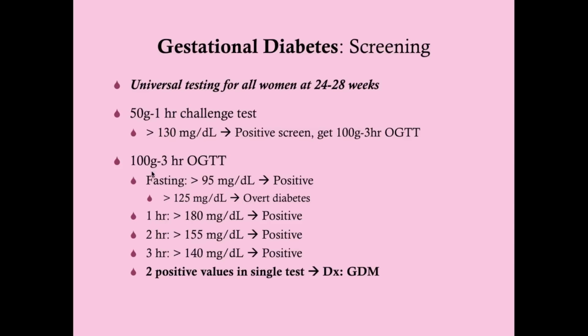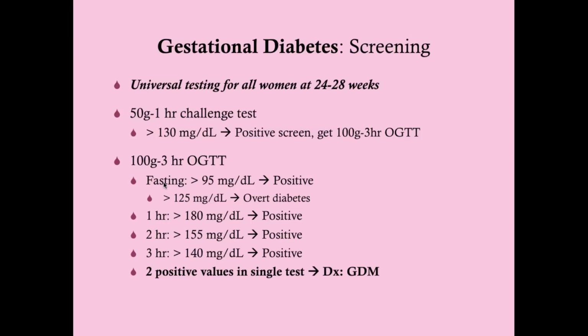Now you give her the oral glucose, and after 1 hour, you measure her glucose again. If it's over 180 at 1 hour, that is considered a positive result. You measure it again at 2 hours, regardless of whether it's positive or not. Regardless of the level, you do 1 hour, 2 hours, and 3 hours in all of these women. At 2 hours, if it's more than 155 milligrams per deciliter, that is a positive result. And at 3 hours, if it's more than 140 milligrams per deciliter, that is a positive result.